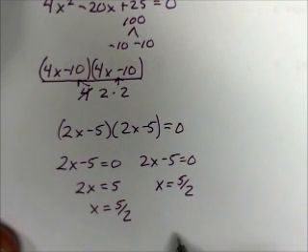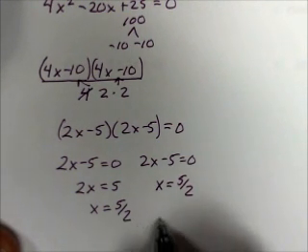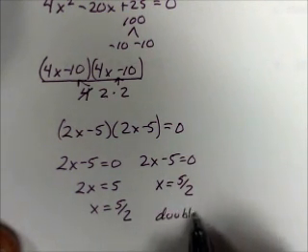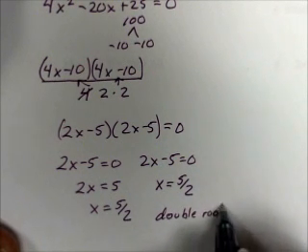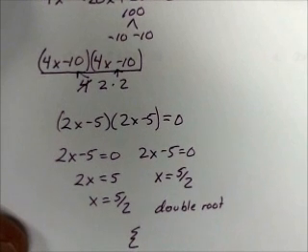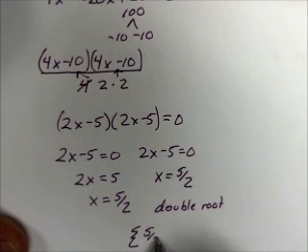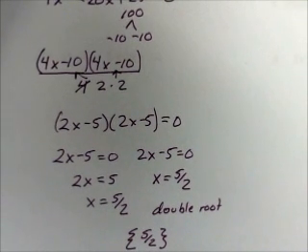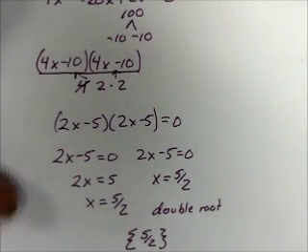So this is what's called a double root. And when we write the solution in solution set notation, we need to only write 5/2 once. Of course, decimal equivalents are always acceptable. If you prefer to write 2.5, that's fine.